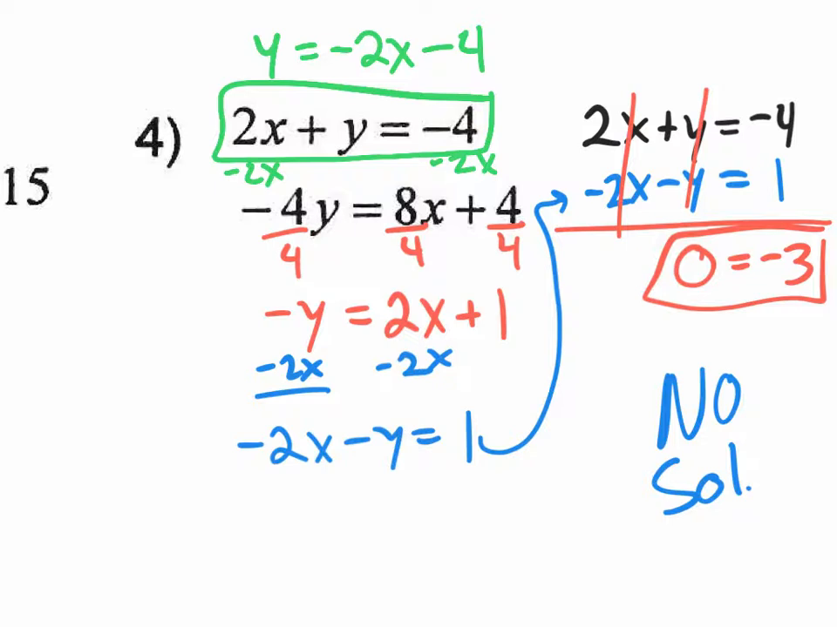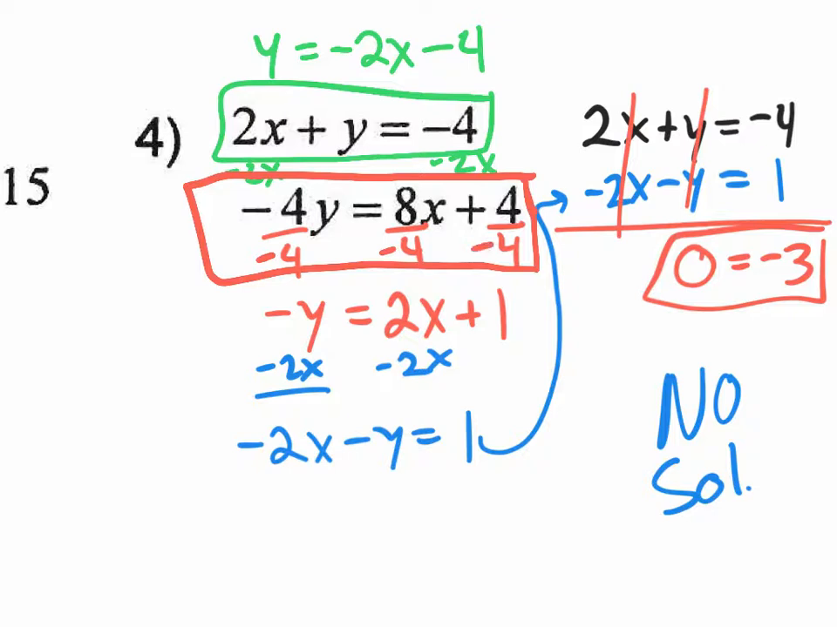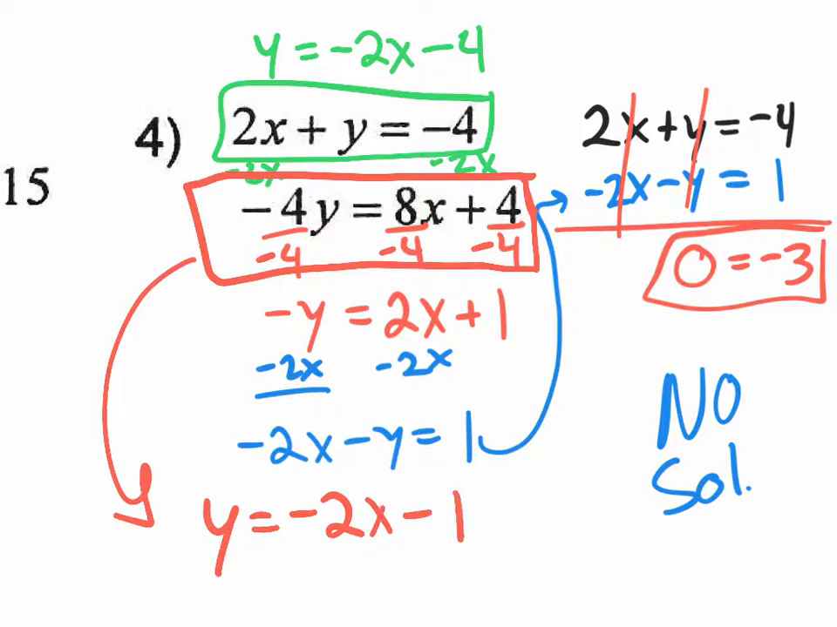Now let's rewrite this bottom equation in red in slope-intercept form. Let's get y by itself. So let's go back to it and divide everything by -4. That way it'll be y by itself. So if I divide everything by -4, my new equation, I'm going to write it down here in red, would be positive y equals -2x minus 1.